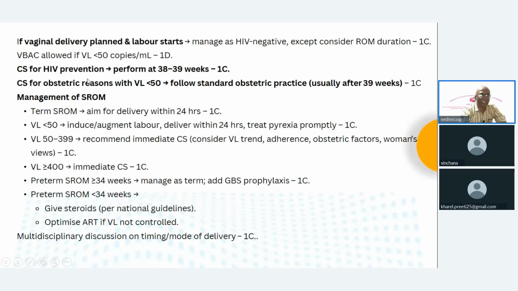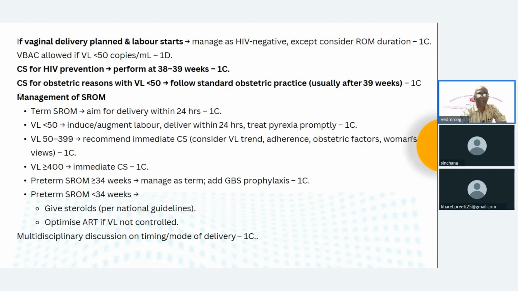And if cesarean section is done for obstetric reasons, when the viral load is less than 50, vaginal delivery option is available. But for any other obstetric reason, suppose there is a CPD or any other reason, in spite of this you are carrying out, then it should be done at 39 weeks of gestation. So remember, the indication of cesarean section will decide the gestational age at which it is to be carried out. Is it clear to you, this timing 38 to 39 when it is for HIV prevention? And if it is done for obstetric reasons, then it is done at 39 weeks.